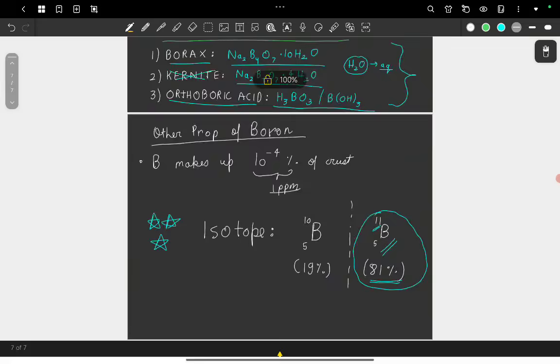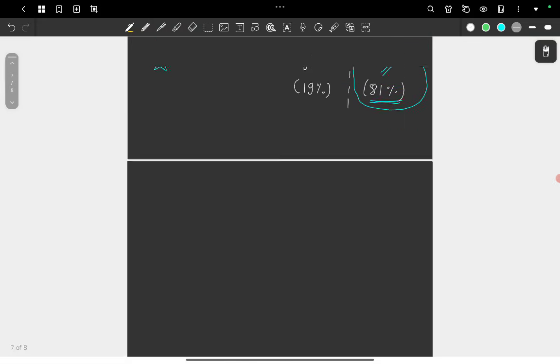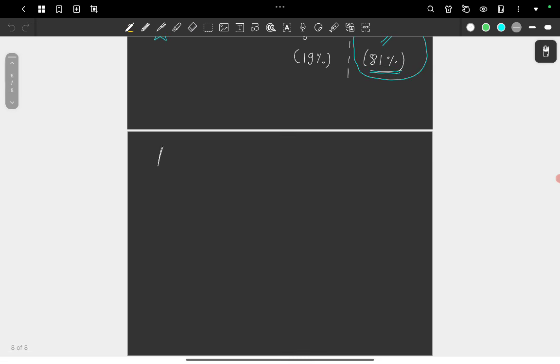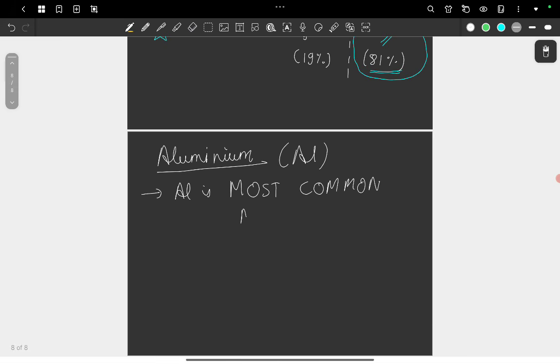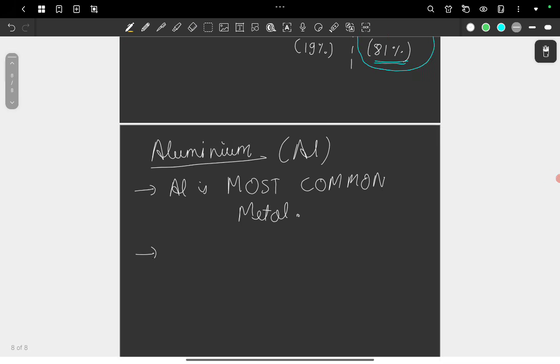Now I guess we are done with boron here. Yeah, that's it. Now let's talk about aluminium. What is aluminium? Aluminium is Al. Now I want you to know aluminium is the most common metal on the entirety of our planet. And overall, in the entire periodic table, it is the third most common element after oxygen and silicon, if I'm not wrong.